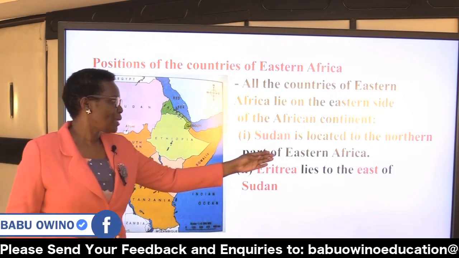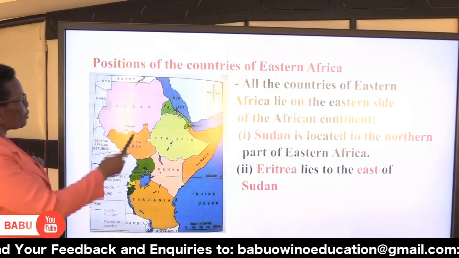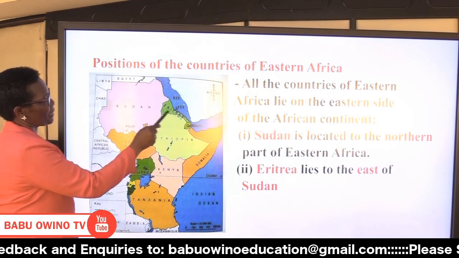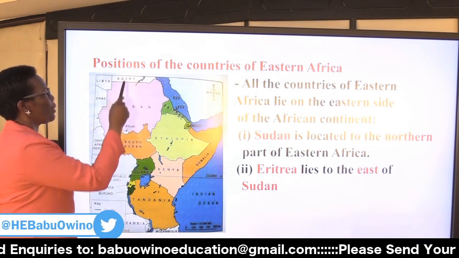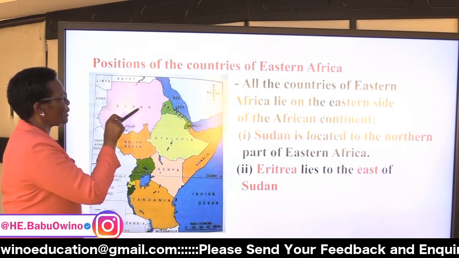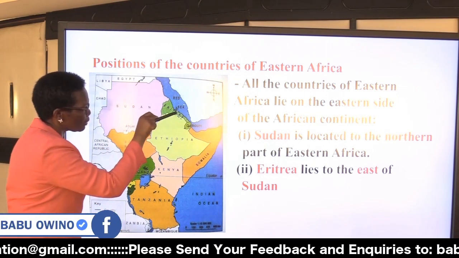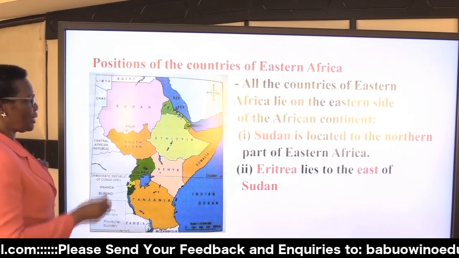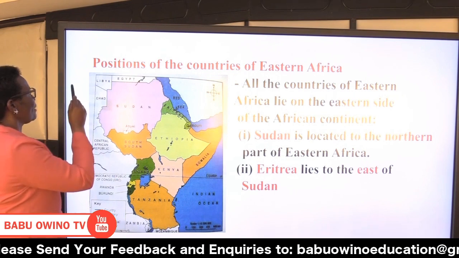Eritrea lies to the east of Sudan. Now look at this Eritrea. Eritrea is here, this one here. So when you draw the compass, you'll find that when you want to go to Eritrea from Sudan, you are always going to the east. So Eritrea lies to the east of Sudan.